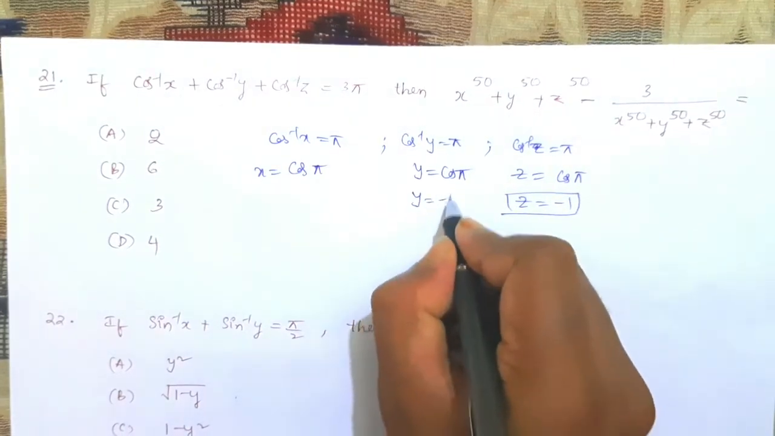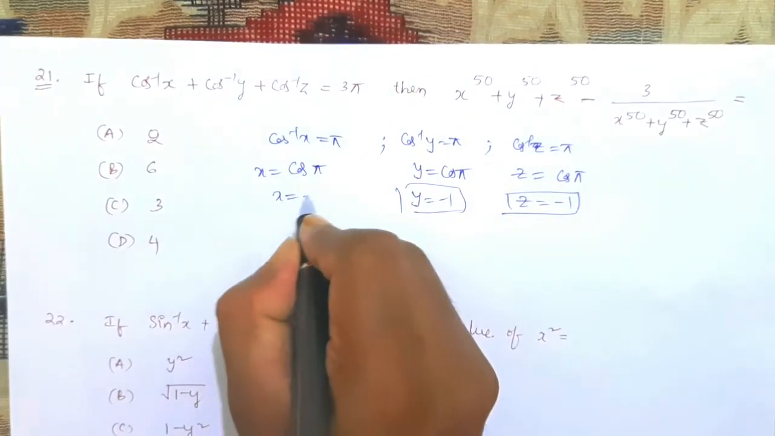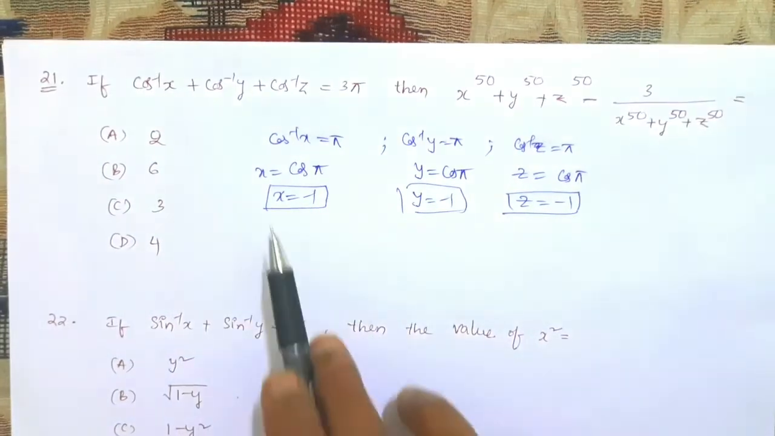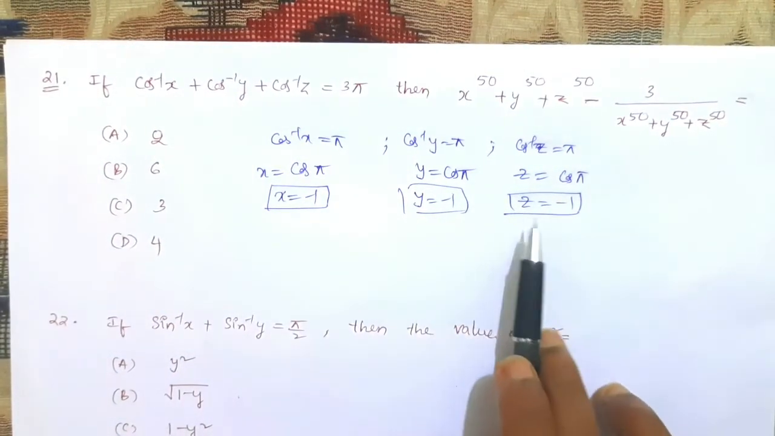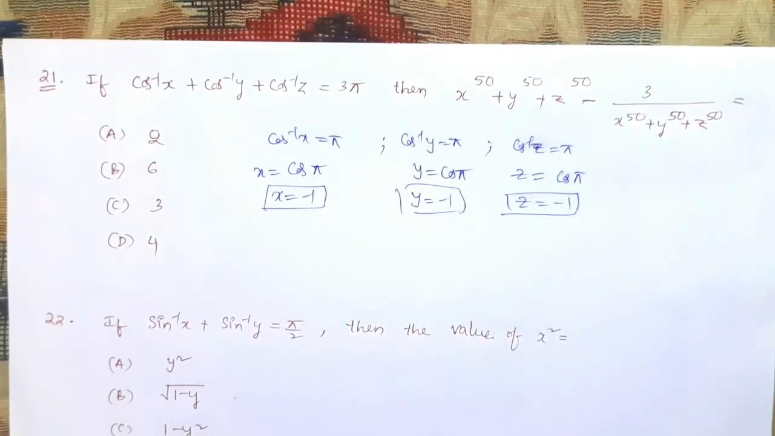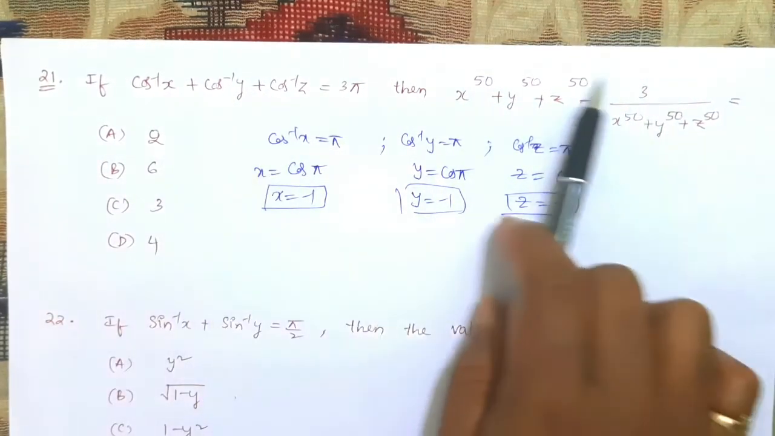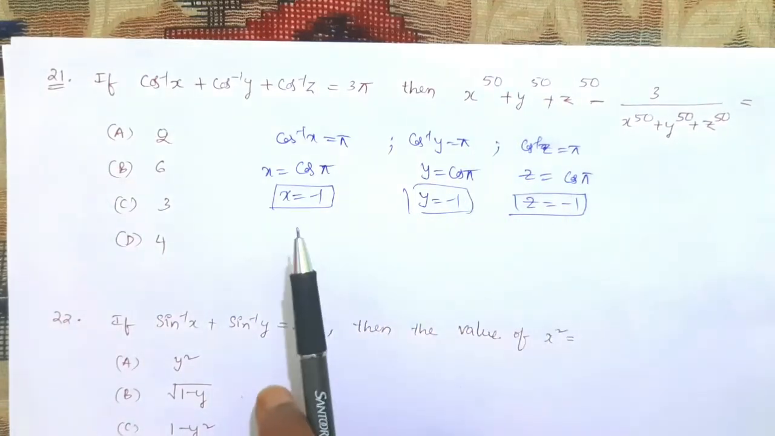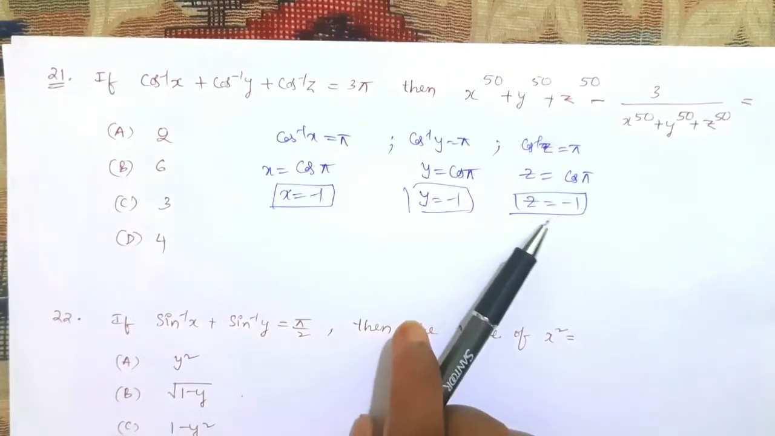Remember, y is equal to -1, x is equal to -1. That means the x, y, z values, all three we got, are equal to -1. So these values you need to substitute here. That's it. Whatever is given in terms of x and y, those values are -1, -1 and -1.